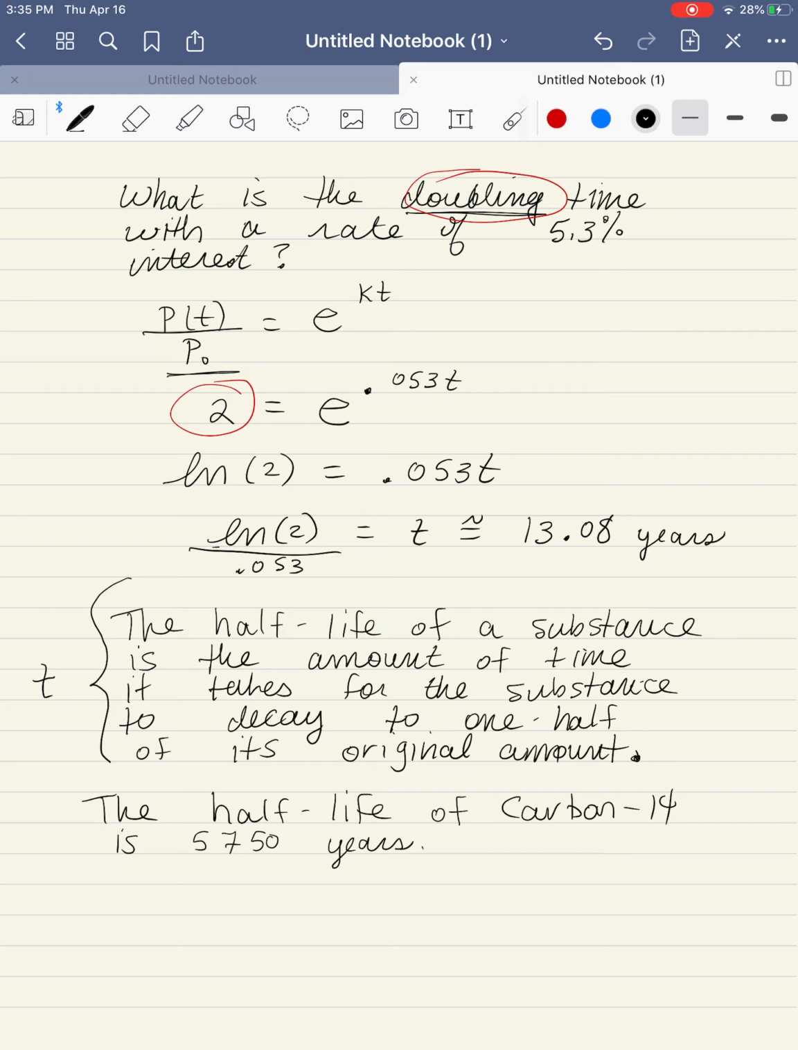All living things are made of carbon, and they have an isotope called carbon-14 that, as soon as that living thing dies, starts to decay at a known rate. And it's known that its half-life is 5,750 years.